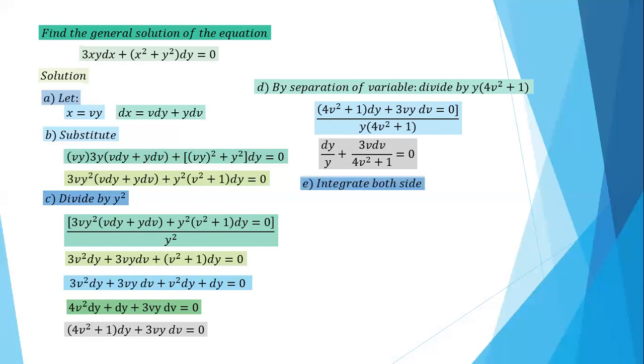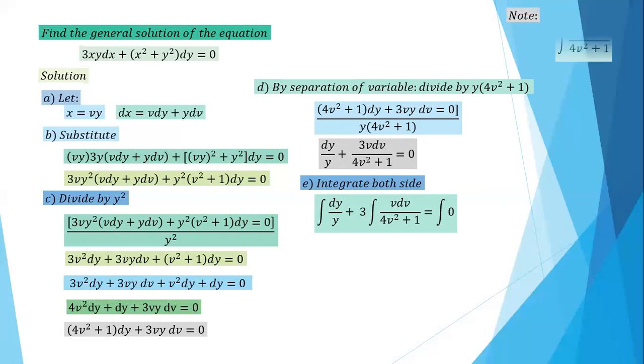Then integrate both sides. So we have now the integral of dy over y plus 3 times the integral of v dv over 4v squared plus 1 equals the integral of 0. So note that for the integral of 3v dv over 4v squared plus 1, our du is 3v dv. 3 is constant, so we put it outside the integral sign. Then 4v squared plus 1.